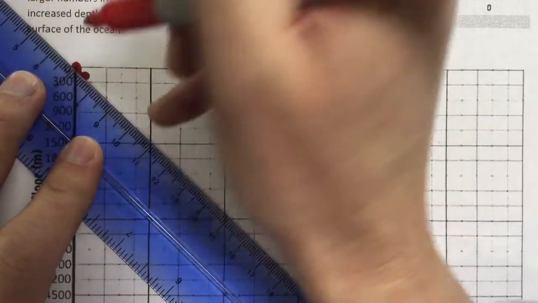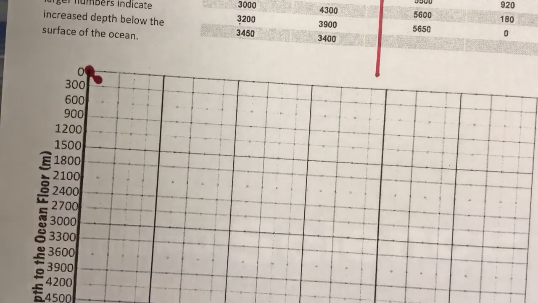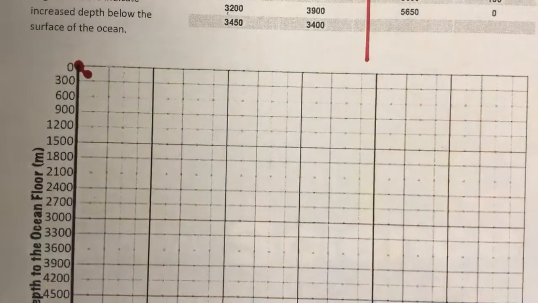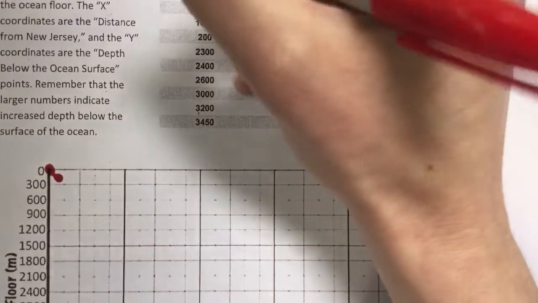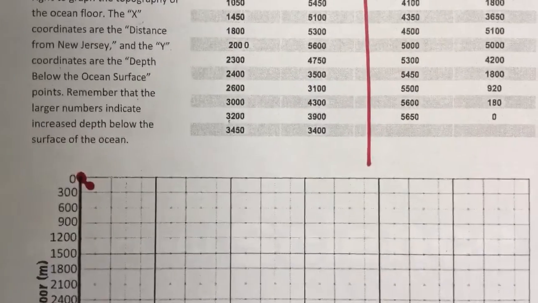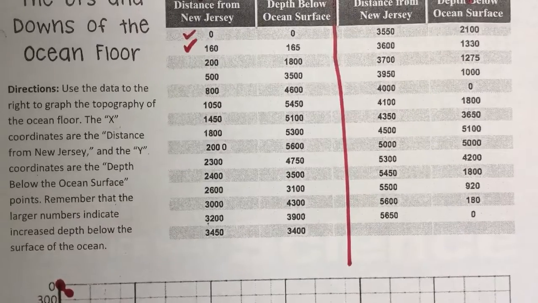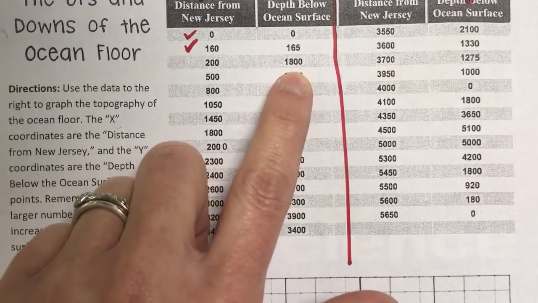Again, you're estimating, and you want to connect the dots with either a ruler or the edge of your time tracker as you go along. So don't put all the points down and then connect the dots, do them one at a time because you want to go from one to the other, and it's going to get confusing here. All right, so your next point is 200 and 1,800.